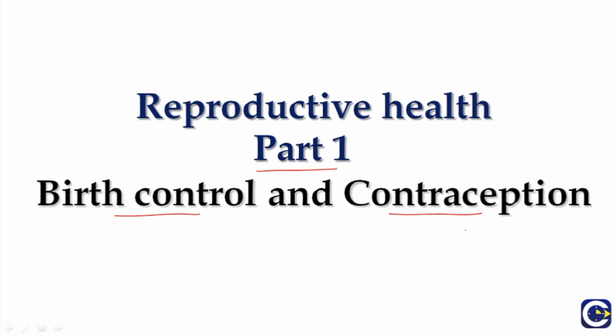Generally, there are like 2 to 3 questions on the reproductive health chapter in NEET examination. And the questions from this part, birth control and contraception, generally focus on the mechanism of different contraceptive agents. And generally there are some match the following questions. So we will see what comes up in this chapter.